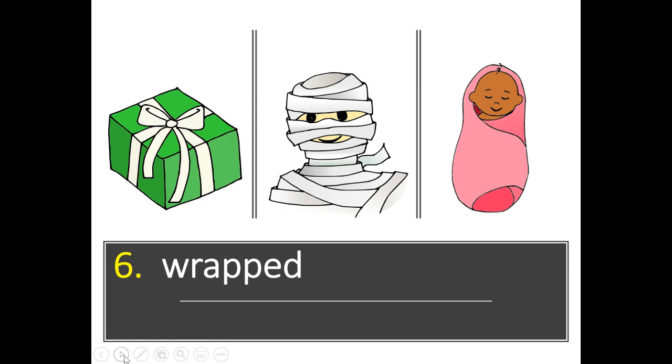W-R-A-P-P-E-D, wrapped. The root word is wrap, to wrap, and wrapped with the ed is past tense. It happened in the past. To be wrapped around something is to cover or twist around it. Wrapped.